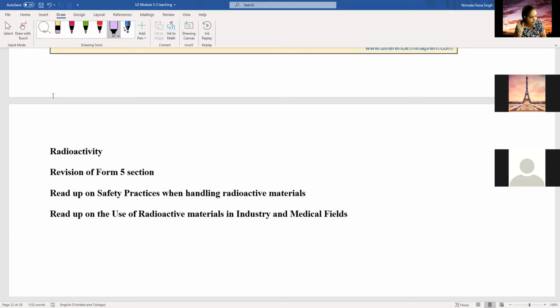Read up on the use of radioactive materials in industry and medical fields. I'm creating a little document for my Form 5, so I'll just make a little bigger one for you all, so that you can just, that's just a reading topic. We're not here to do reading. You do that in English class or communication class. I'll save all y'all from that.